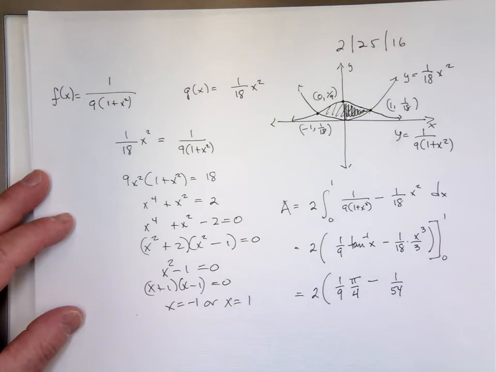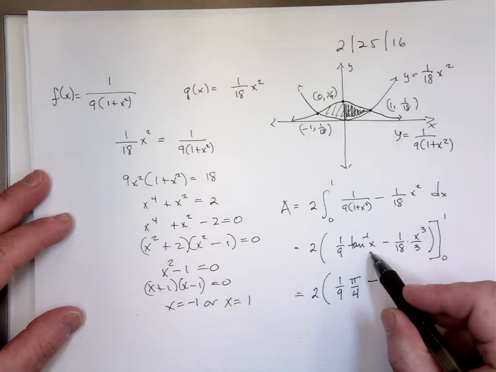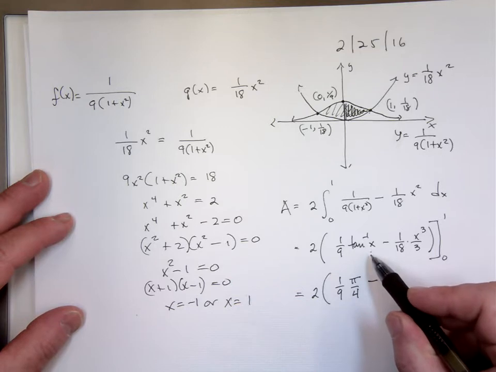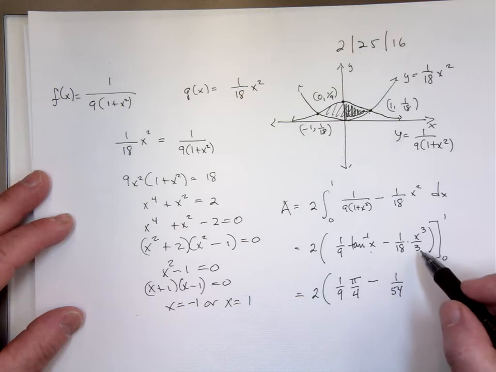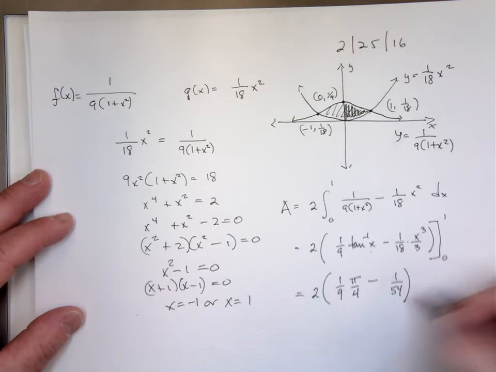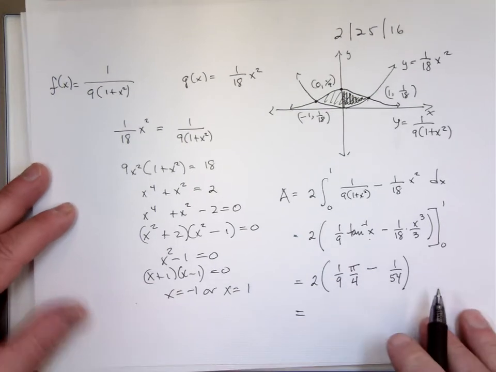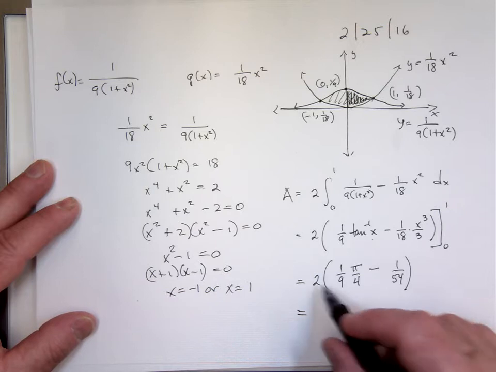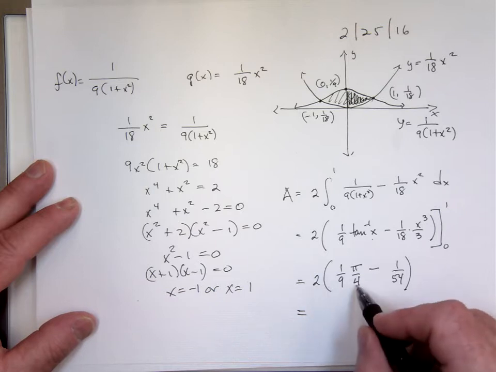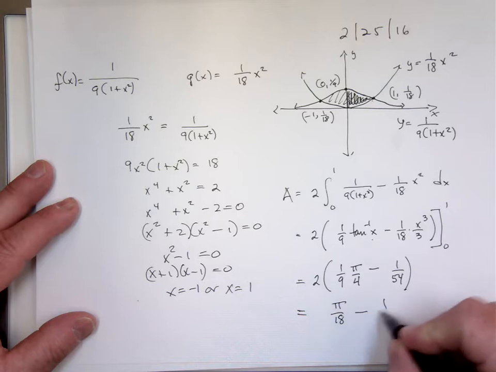Then we're going to substitute in 0. Our inverse tangent of 0 is 0, and 0 cubed is 0. This is going to be our answer right here. So if I multiply through by 2, this becomes pi over 2, and this becomes pi over 18 minus 1 over 27.